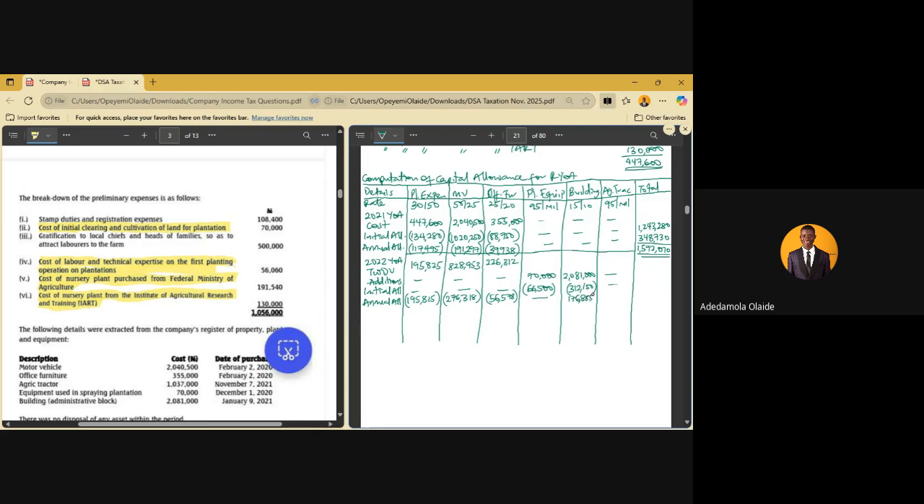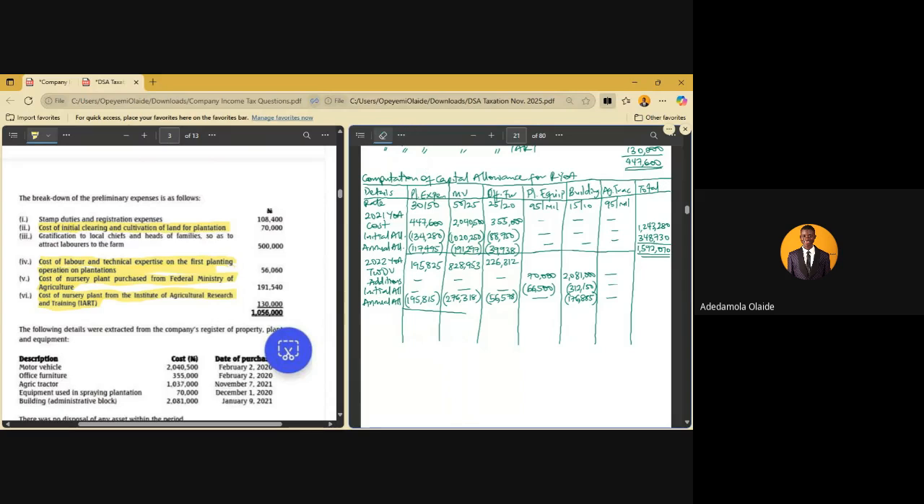This will be 176,885. And we will not bother prorating this one because, like I told you, aside from the first year where we can have a basis period of not complete 12 months, it is only in the year of cessation that we can also have a basis period that will not be up to 12 months.